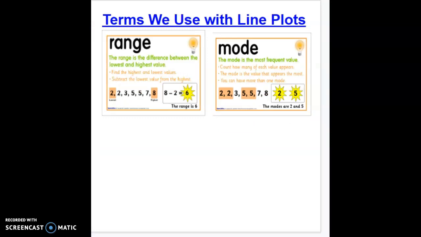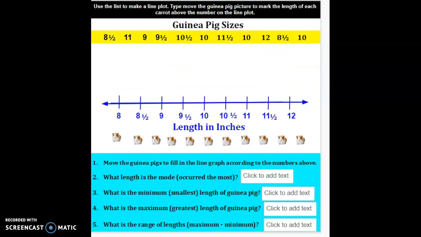All right, so this is your last one. Please make sure you are reading and listening and following all directions, and fill out the information about the guinea pigs.